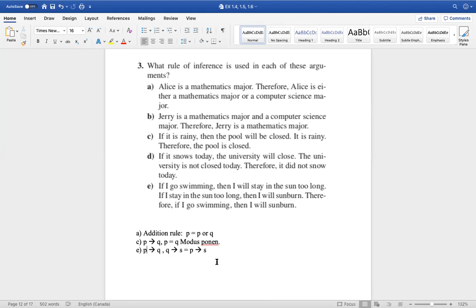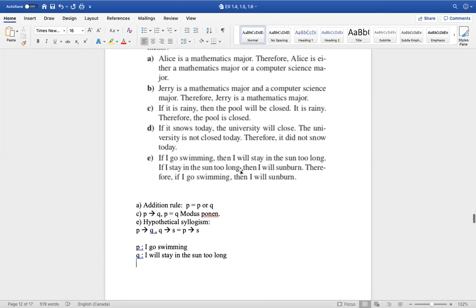I'll just write the name of the rule: hypothetical syllogism. So that's the name of the rule. It says that if P then Q, if Q then S, this is logically equal to if P then S. So here we will represent P as I go swimming, and Q represents I will stay in the sun too long.